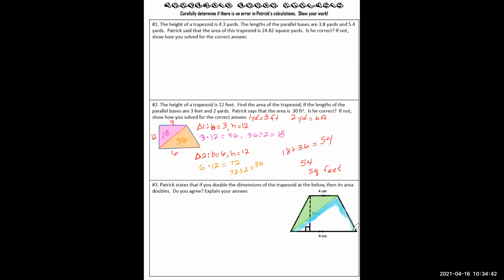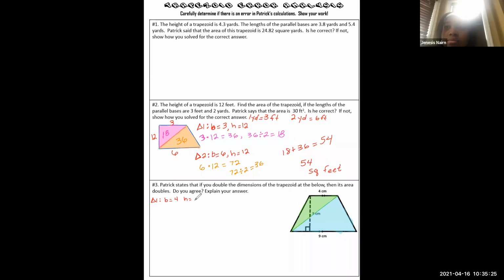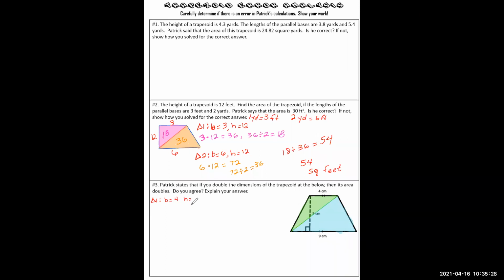Once we have these two triangles shaded, we can see what information we have for both of them. Let's start with our green triangle. I'm going to make that triangle number one. What is our base of that green triangle? Anybody? Yes, 4 centimeters. And what is the height of our green triangle? The height is 5.